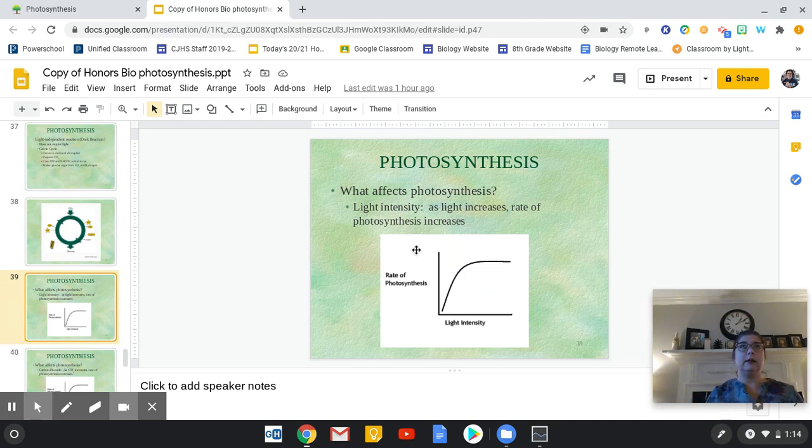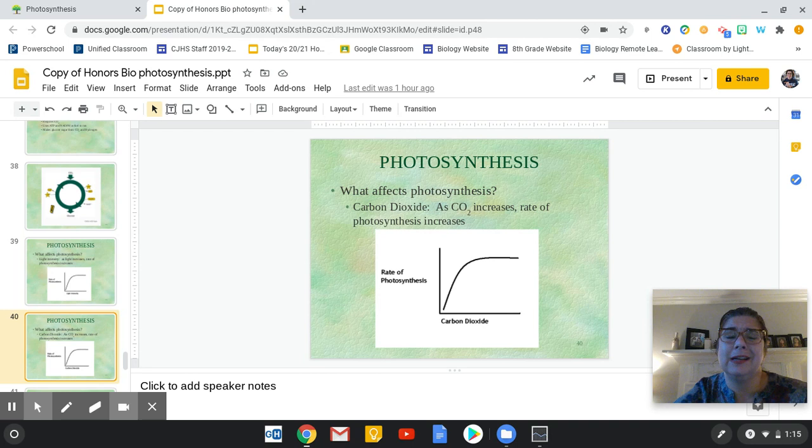So now here's the deal. Photosynthesis has 2 parts, the light dependent and the light independent. In both parts, if something changes, it can affect how fast or how slow photosynthesis happens, and we refer to that as the rate of photosynthesis. One of the things that can affect it is light intensity, or how strong a light is. As light increases, there are more photons available, and it can power more water to split.